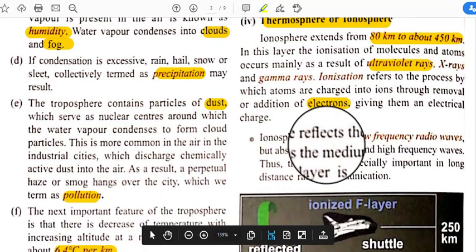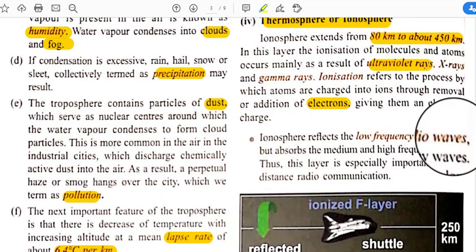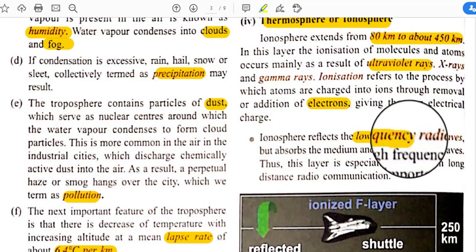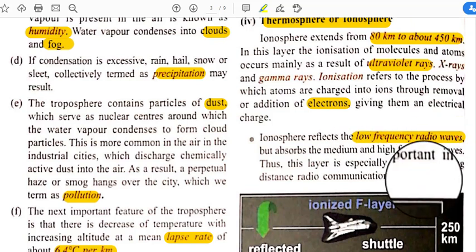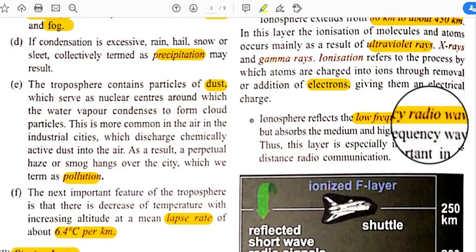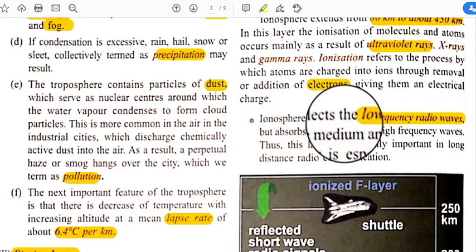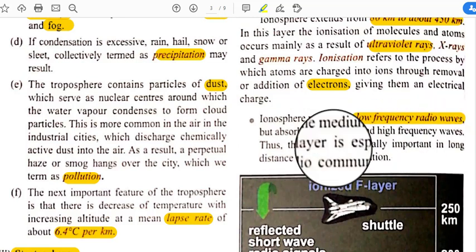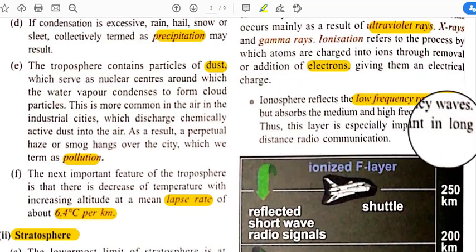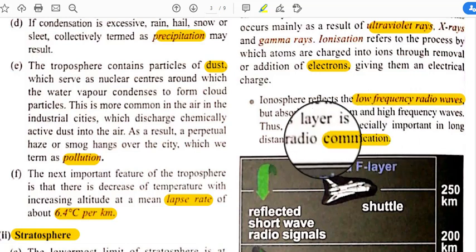The Ionosphere reflects low frequency radio waves, and with the help of this ionosphere we can use radio waves for our communication. Low frequency radio waves are reflected from this ionosphere, but it absorbs medium and high frequency waves. Thus, this layer is especially important in long distance radio communication.